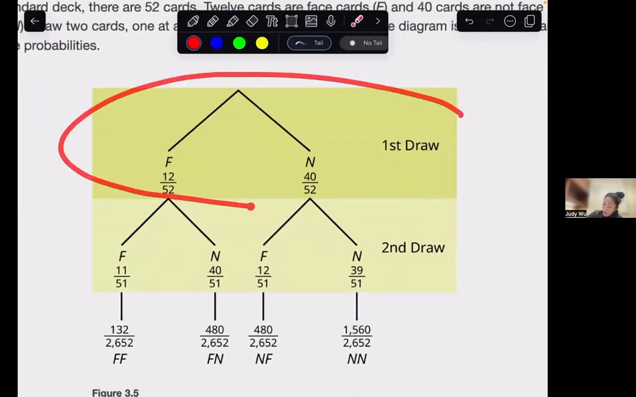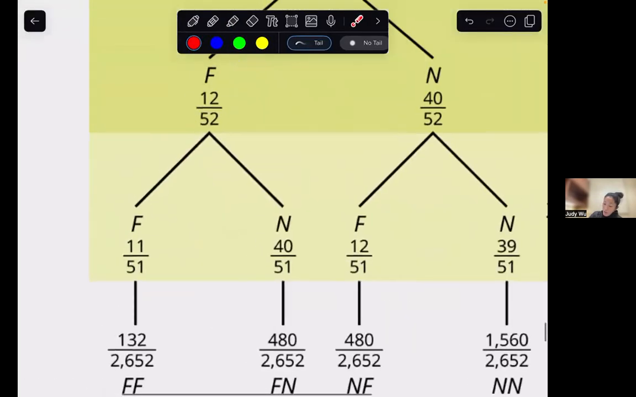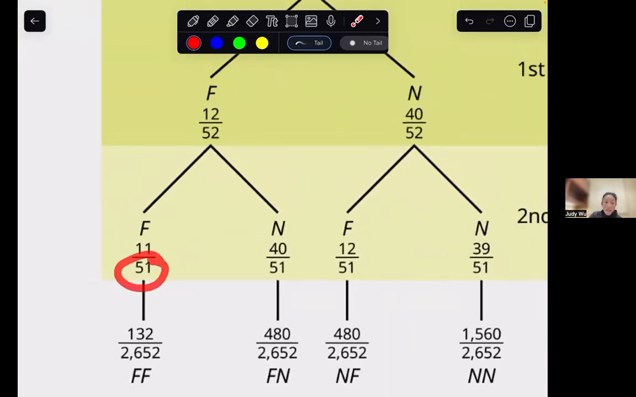So in the first draw, we can either have a face card or a number card. And because there's still 52 cards in the deck, our face card probability is 12 over 52, and our number card probability is 40 out of 52. Now, after we draw a face card, we could draw a face card or we could draw a number card. And one thing you might notice here is that the denominator here is really 51. The reason why it's 51 now is because we took a card out and we didn't put it back, okay?